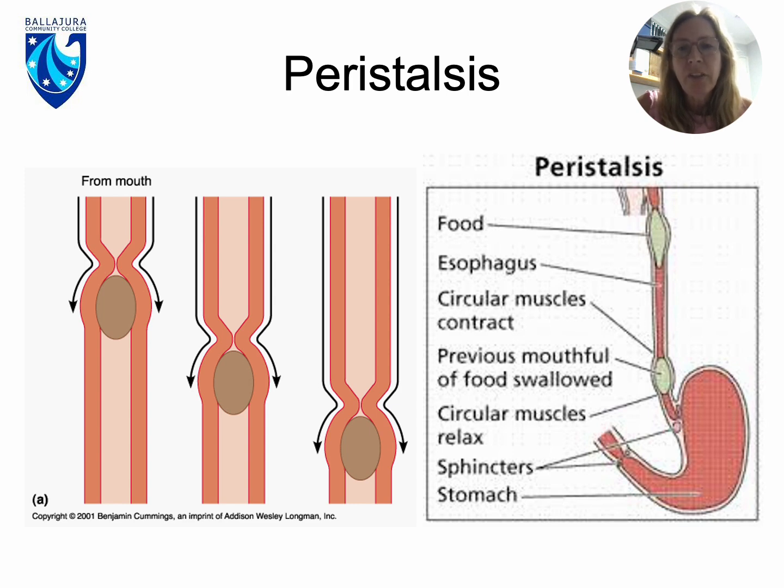A sphincter is another name for a circular muscle. So it's under control, but involuntary control, so it's not something that you think about. The sphincter at the top of the stomach is called the cardiac sphincter, and the sphincter at the bottom of the stomach, which keeps the food in the stomach, is called the pyloric sphincter.